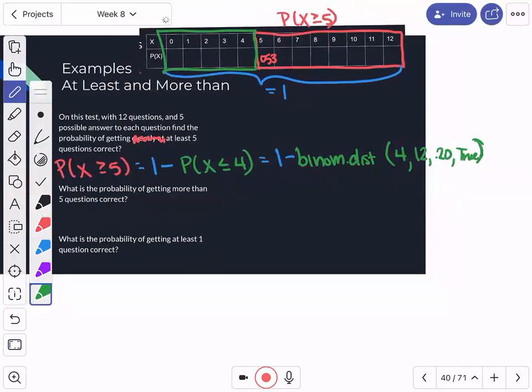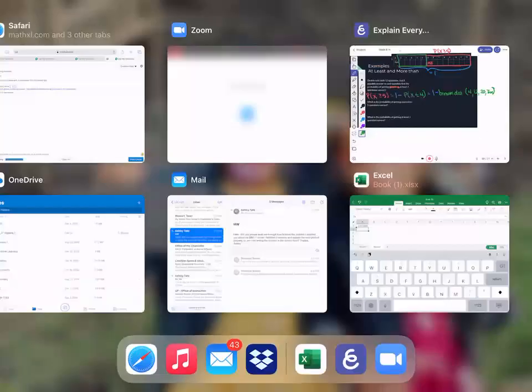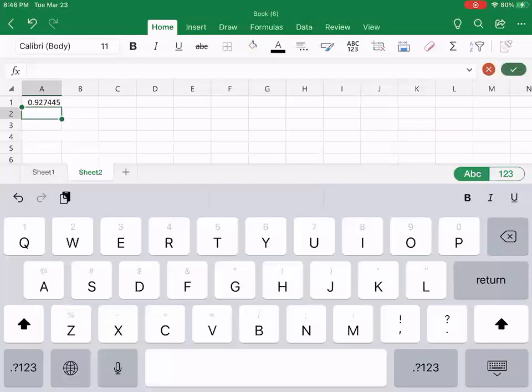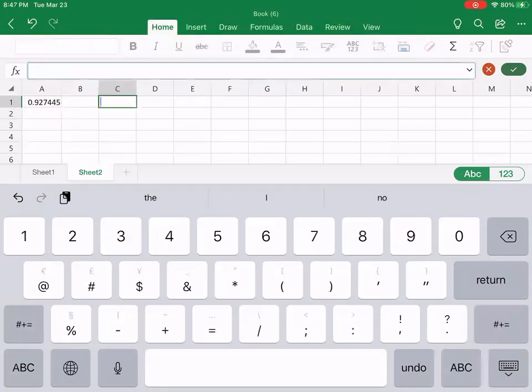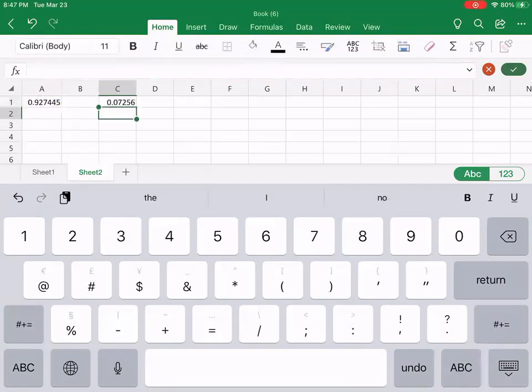And so when I go back to Excel to calculate this one, here's what I'm going to do. I know this is the probability that x is 4 or less right now. Do y'all see that? It's 4 or less already. So to find the probability that x is greater than or equal to 5, I do 1 minus this probability right here. That is the probability that x is less than or equal to 4. 0.073.